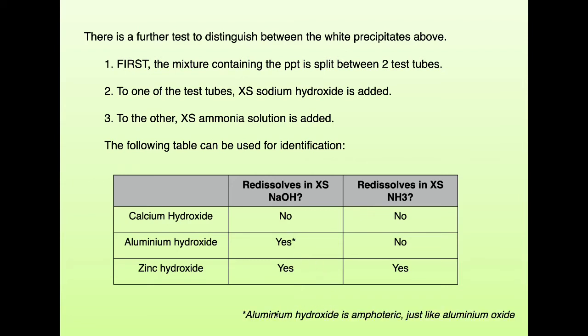Now, important mentions are given to aluminium hydroxide and also to zinc hydroxide. Because these hydroxides redissolve in excess sodium hydroxide, that means they react with an alkali. But both of these hydroxides will react with an acid too to produce a salt. So we could say aluminium hydroxide and zinc hydroxide are amphoteric. They will react with an alkali and they will react with an acid. They're amphoteric.